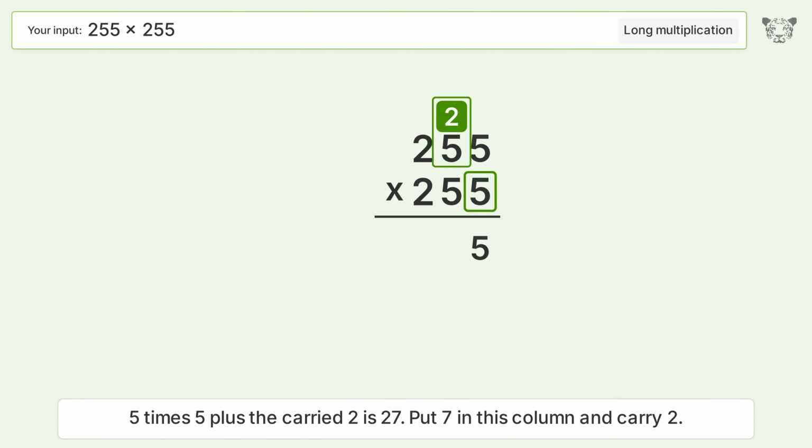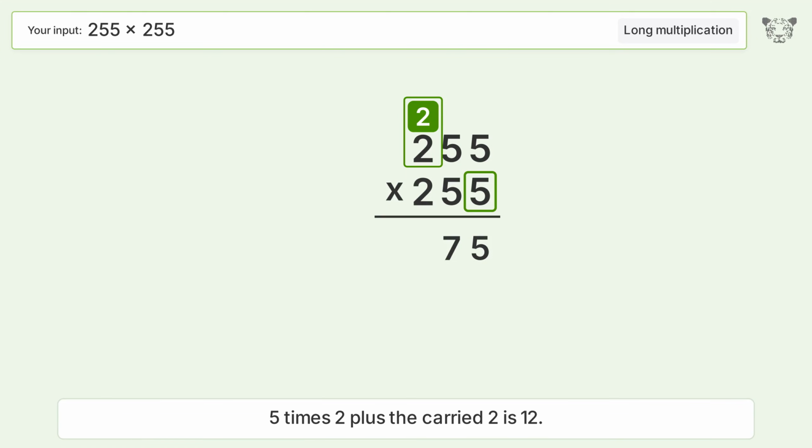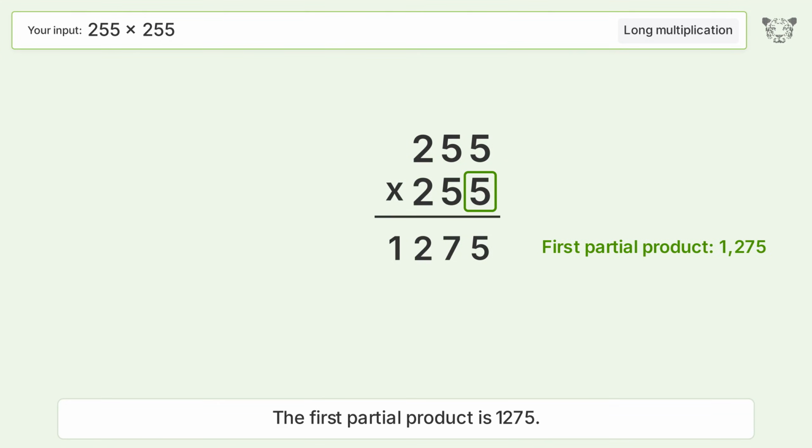5 times 5 plus the carried 2 is 27. Put 7 in this column and carry 2. 5 times 2 plus the carried 2 is 12. The first partial product is 1275.